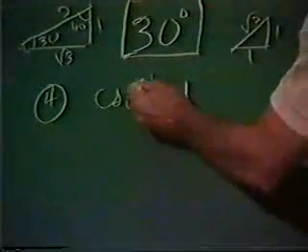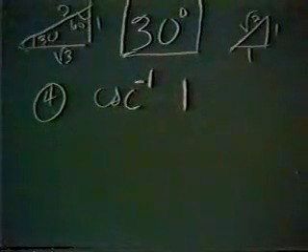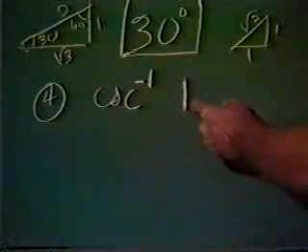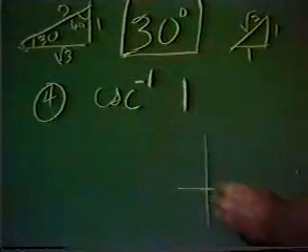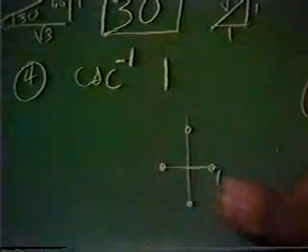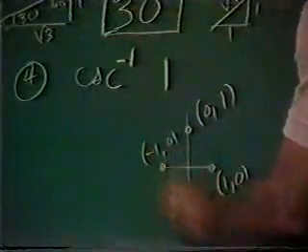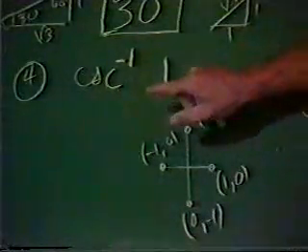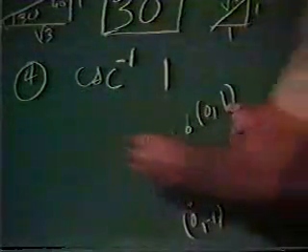Example 4, the cosecant inverse of 1. What angle is the cosecant 1? Now remember, if you get these special angles like the numbers zeros and ones, then you're probably going to get either 0 degrees, 90 degrees, 180, or 270. Back to this: 1, 0, 0, 1, minus 1, 0, 0, minus 1. So cosecant is r over y. Where is that 1? And that would be 90 degrees.